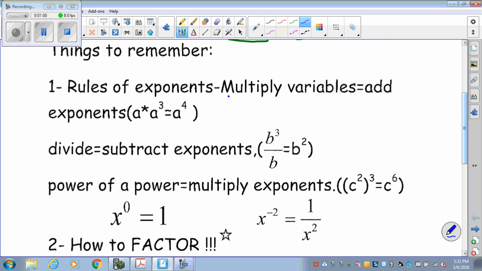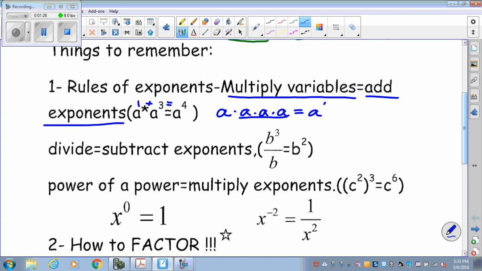If you're multiplying variables, you're going to add the exponents. So, for example, this would be a to the first power times a to the third power, which is a to the fourth power, because we're going to add 1 plus 3, and we get 4. Because I have a times a to the third, that would be a to the fourth, because I have 1, 2, 3, 4 a's multiplied together.